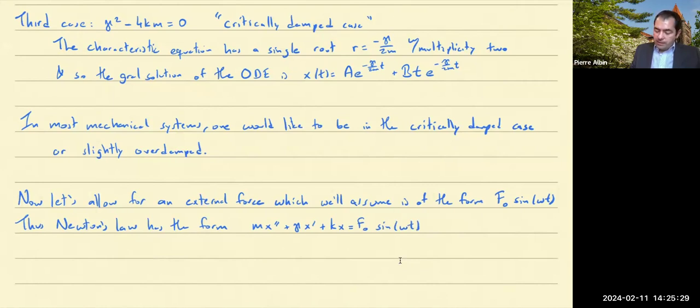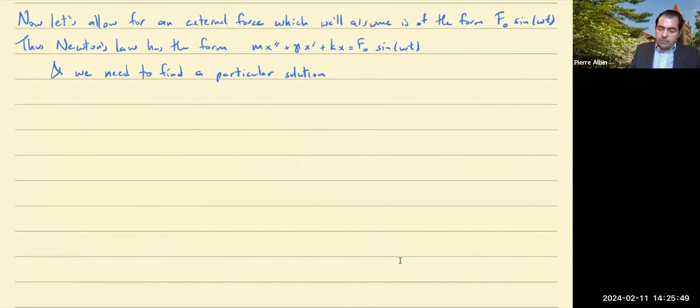So this is a second order linear ODE with constant coefficients, but it's non-homogeneous. And so we need to find a particular solution. Okay, so this right-hand side is very simple. So we can and should just use undetermined coefficients. So let's just try for a particular solution of the form little a times cosine of omega t plus little b times sine of omega t.